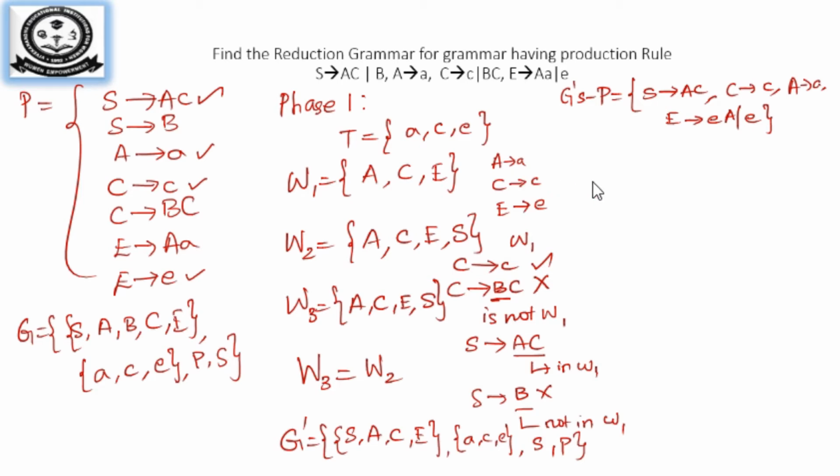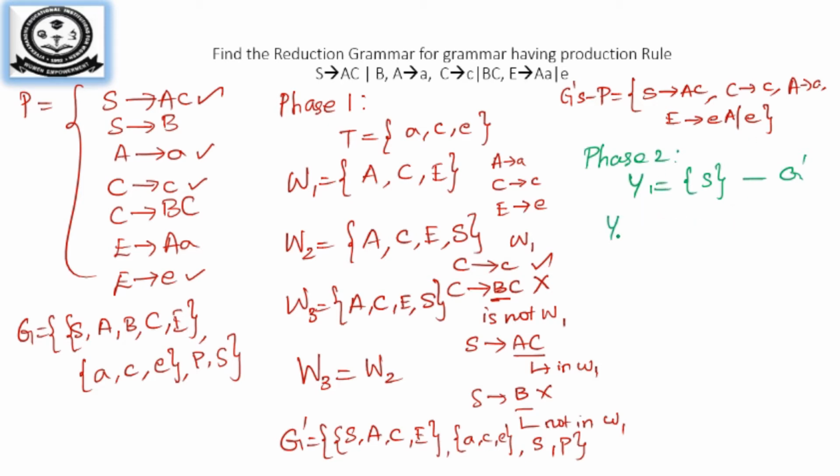Now we will start with phase 2. In phase 2 we have to start from the start symbol. We will try to find what are the non-terminals that can be derived from the start symbol. So Y1 is equal to S. You have to use the G dash here. So using the grammar G dash, based on the production rules of G dash, we will find the non-terminal symbols and terminal symbols that can be derived.